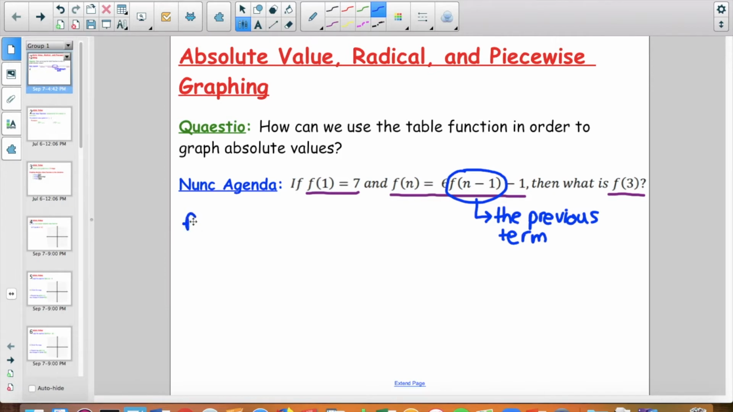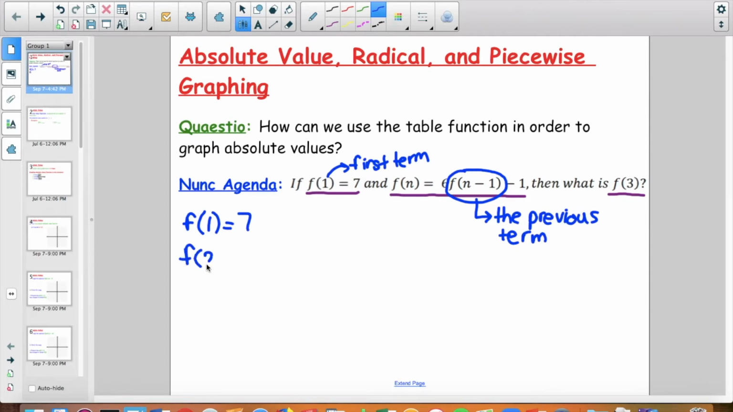So in a recursive sequence, in order to find the term that you want, you have to find all the ones before that. So this is f3. That means we need to find f2 and we need f1. So first, f1, this here represents our first term. It is 7. So there we go, f1 is 7.